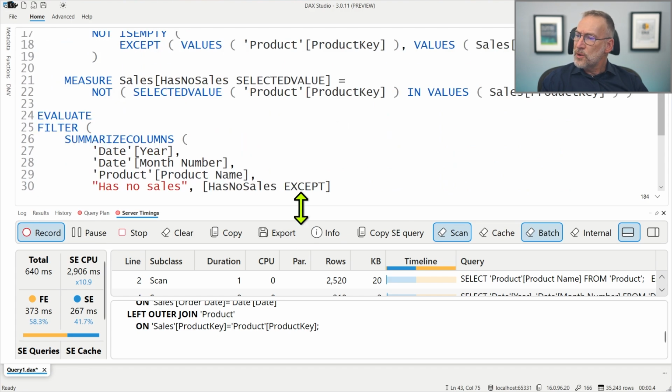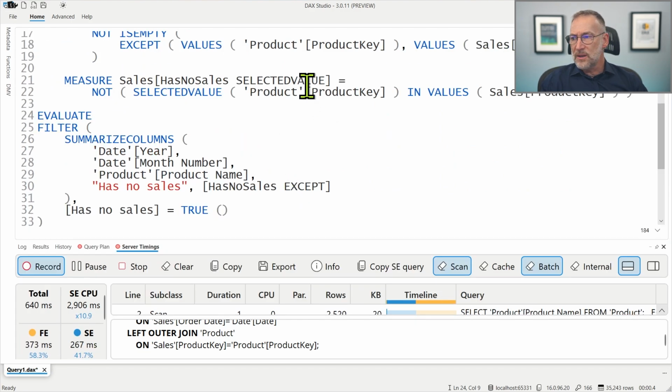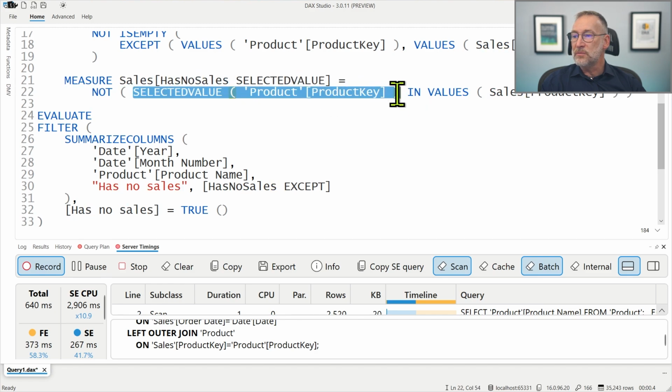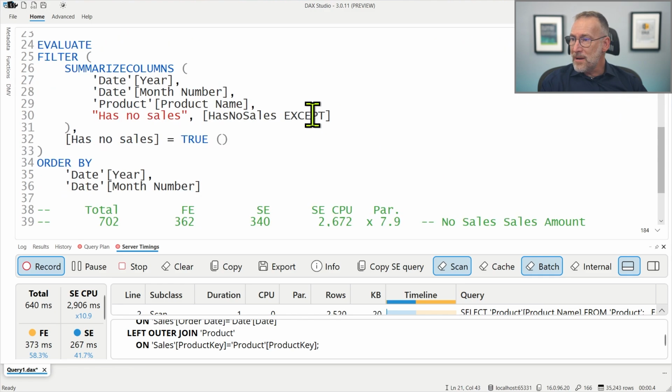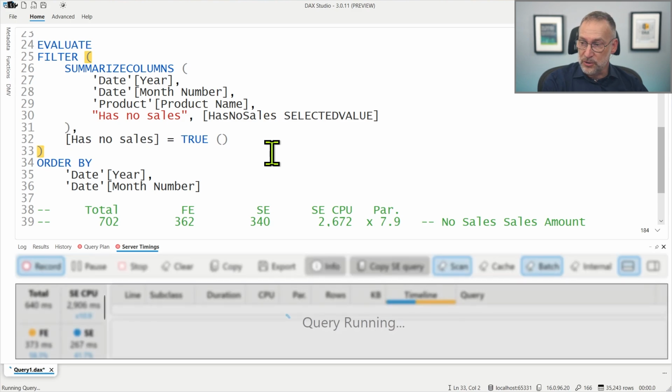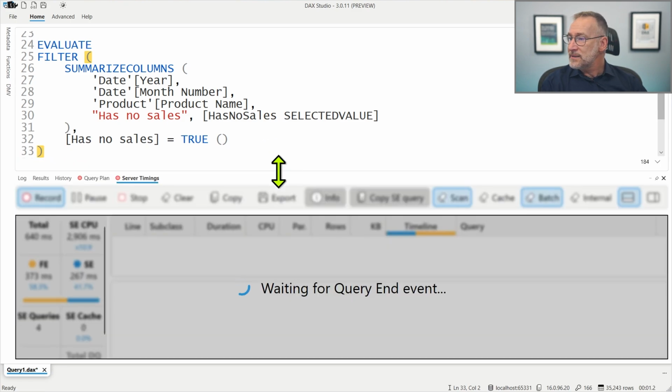The last version looks promising because it assumes that you are slicing by one product only, and it's using the in operator to check whether the selected value of the product key column, provided that you place the product name in a matrix, there will be only one product key selected, therefore selected value returns the currently selected product, and you just check that that product belongs to the ones that are currently being sold. So this might be our best option or not, I don't know. Until we measure, we actually don't know. Let's run it.